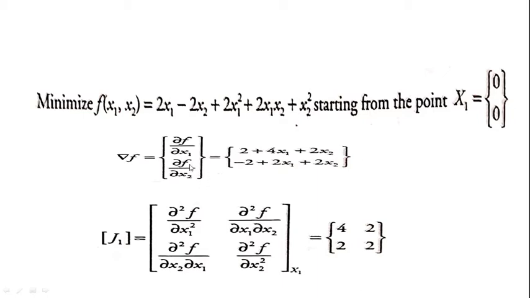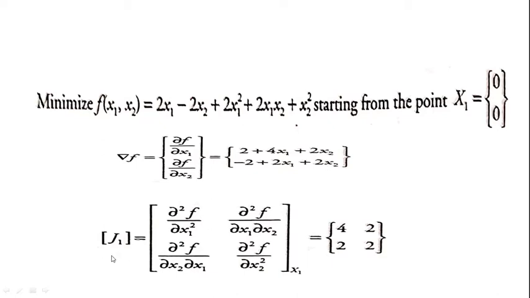Second term, del f by del x2, means we need to differentiate this equation with respect to x2 by keeping the x1 term as constant. So here 2x1 is a constant, so the derivative of this term is 0. Minus 2x2 becomes minus 2. 2x1 square is a constant term, that is 0. 2x1 x2 becomes 2x1 and x2 square becomes 2x2.